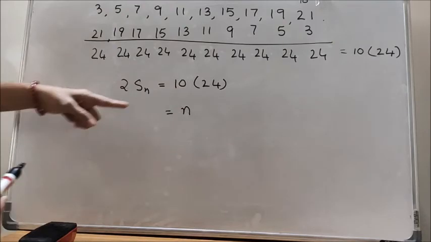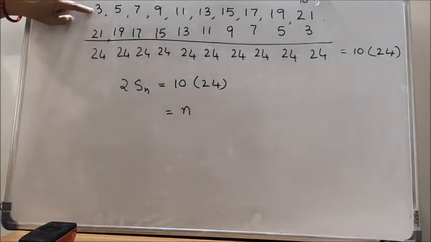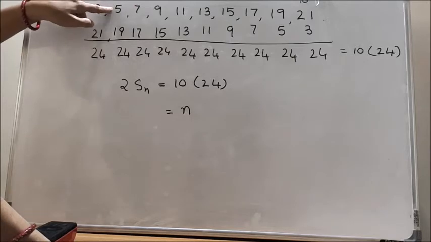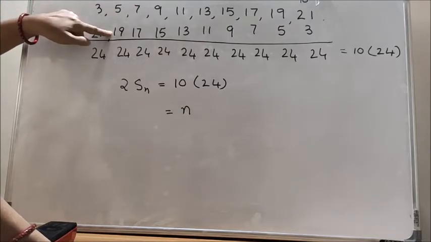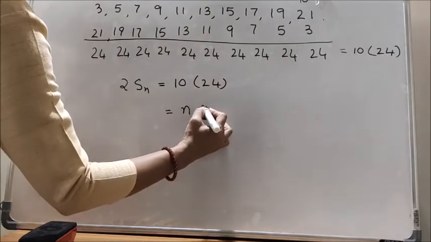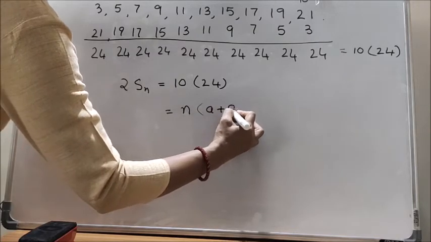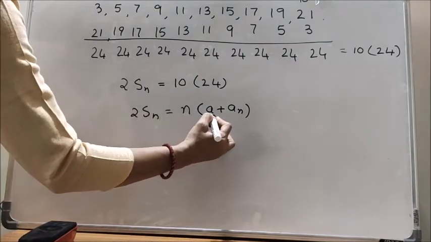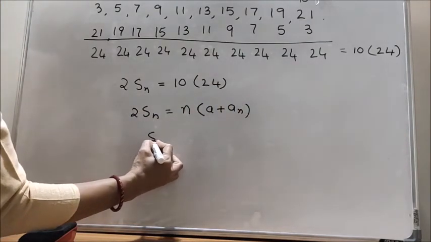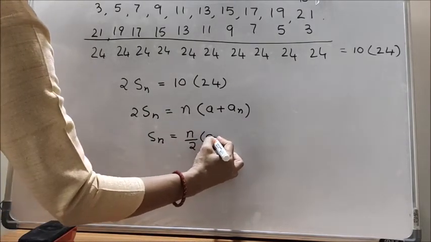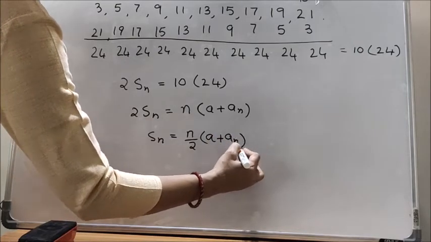And what is 24? If you observe carefully, here 3 is A and 21 is AN, the last term. In the same way, this is A2 and AN minus 1, but everywhere the sum is the same. So in place of 24, we write A plus AN, the last term. So 2 times the Sn is N into A plus AN. So we can write Sn is equal to N by 2, taking the 2 here, into A plus AN.